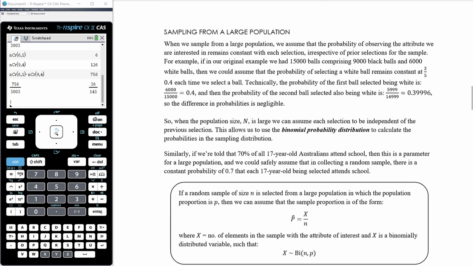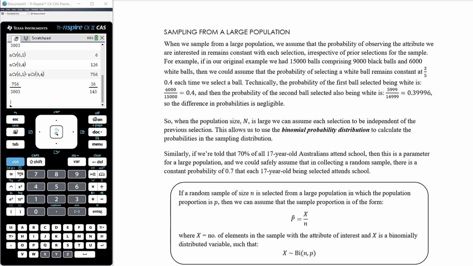So, sampling from a large population. When we sample from a large population, we assume that the probability of observing the attribute we're interested in remains constant with each selection. Technically it doesn't, but if we've got a large enough population, for all intents and purposes we can assume it's constant.